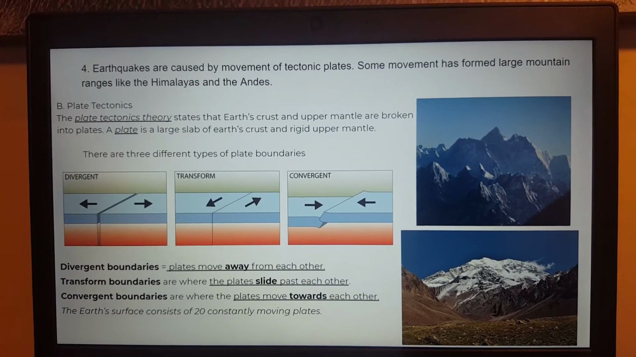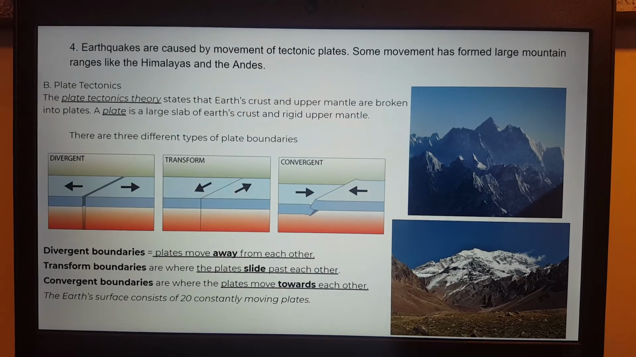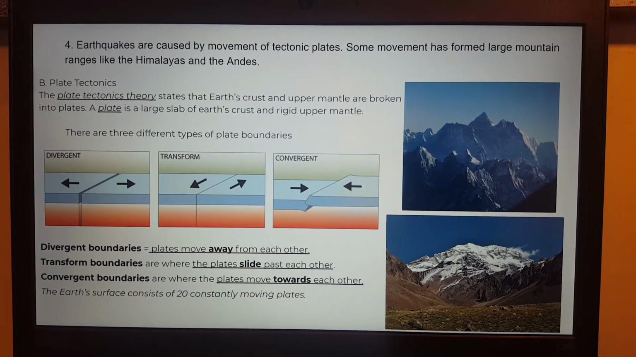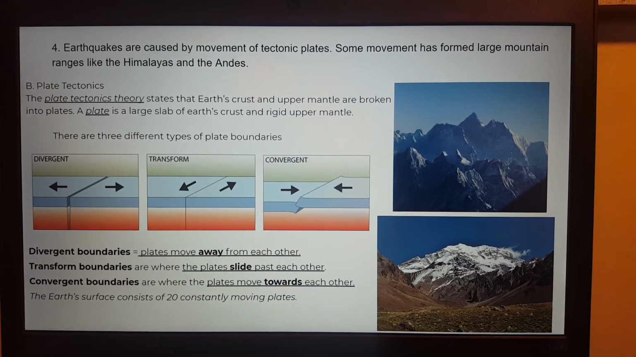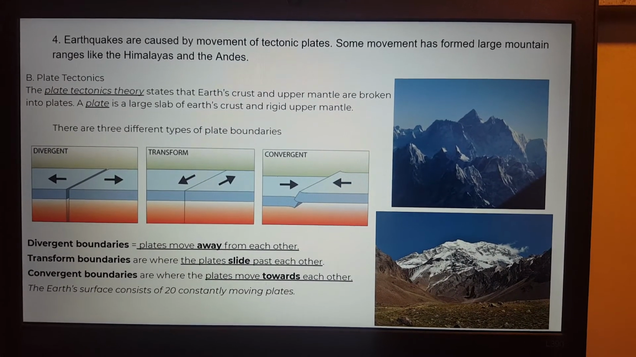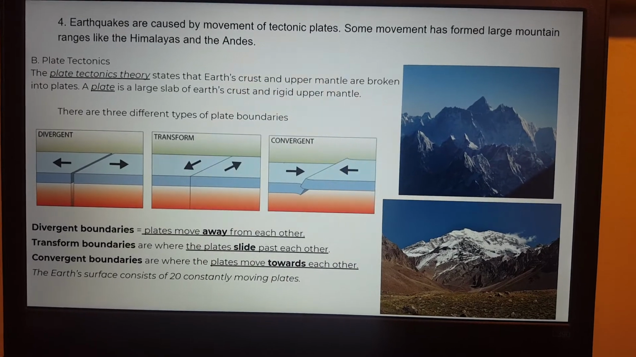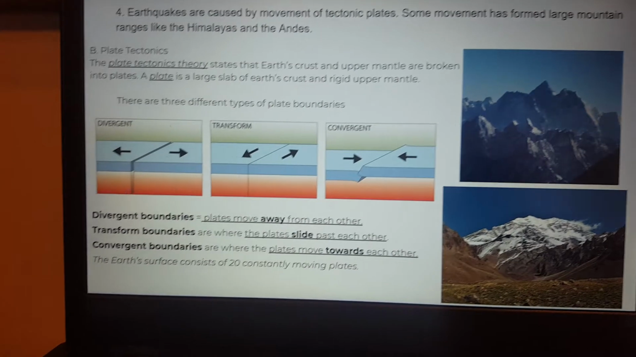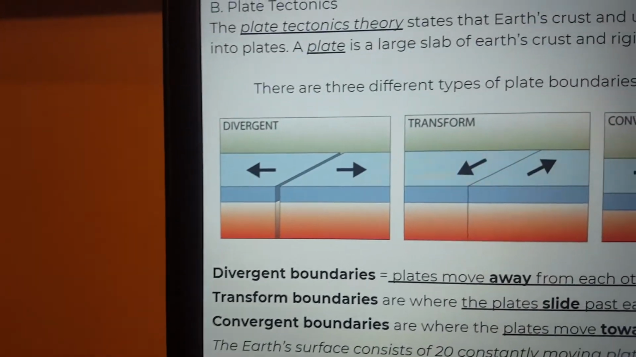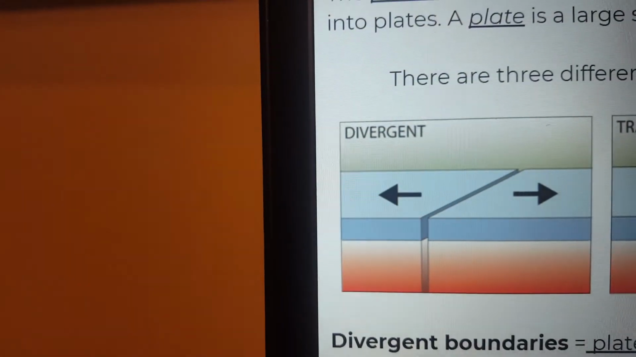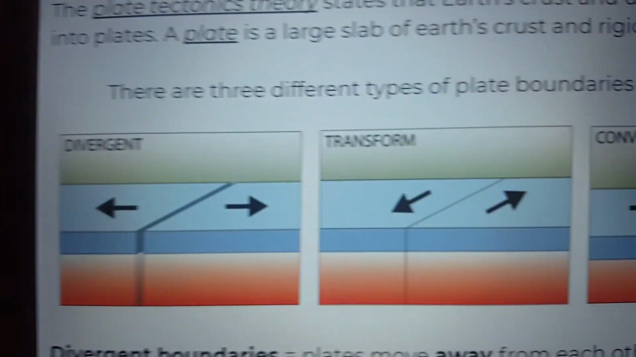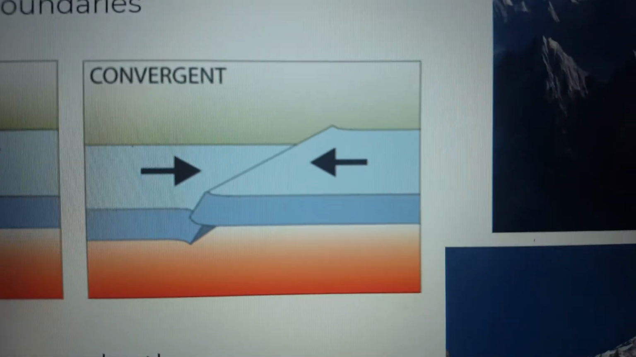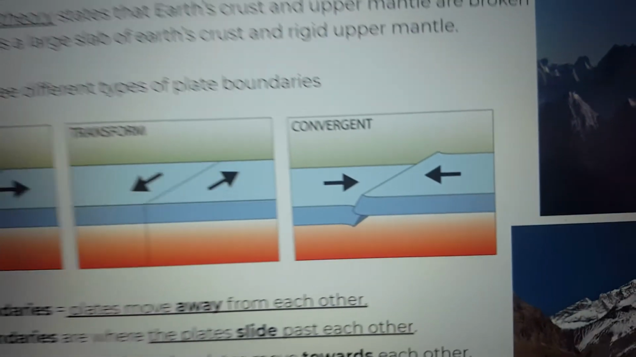Plate tectonics. The plate tectonic theory states that Earth's crust and upper mantle are broken into plates. A plate is a large slab of Earth's crust and rigid upper mantle. There are 3 different types of plate boundaries: divergent, transform, convergent.